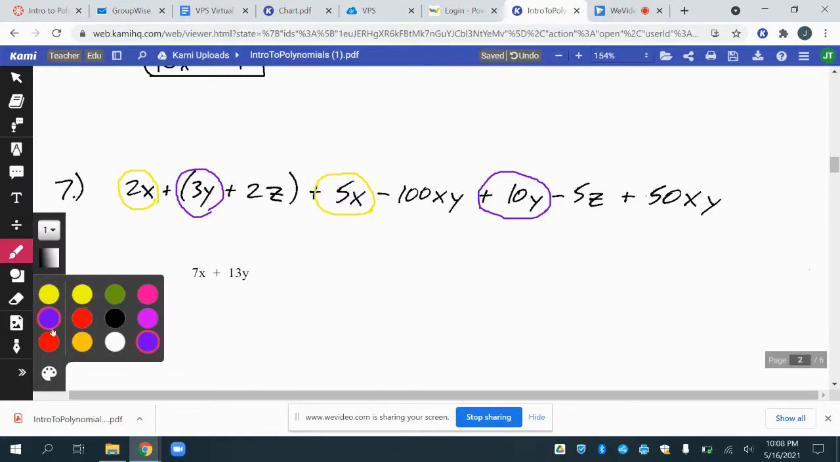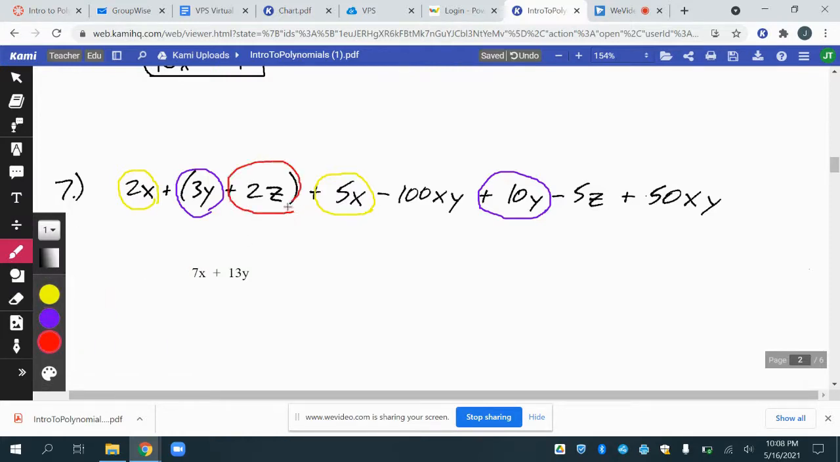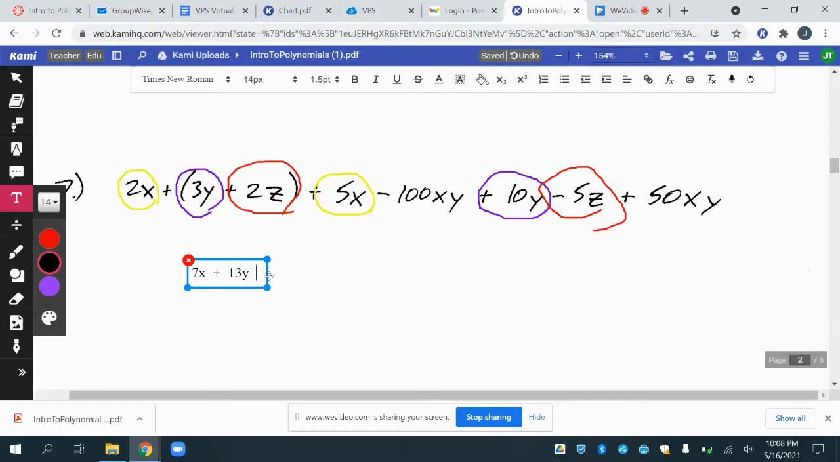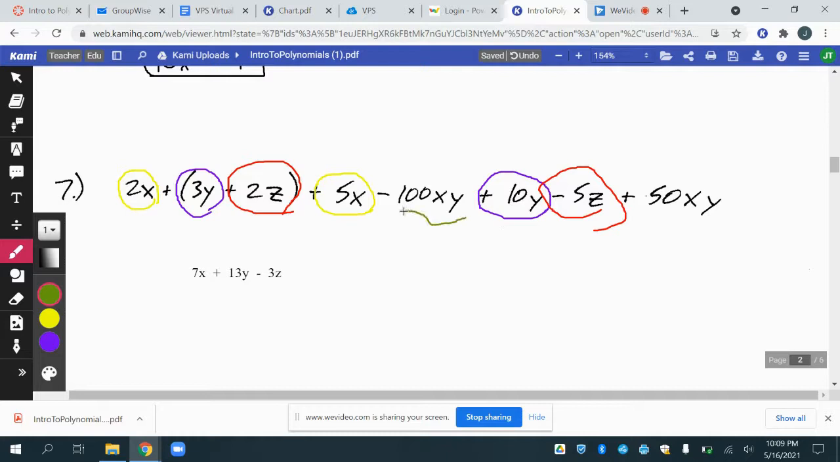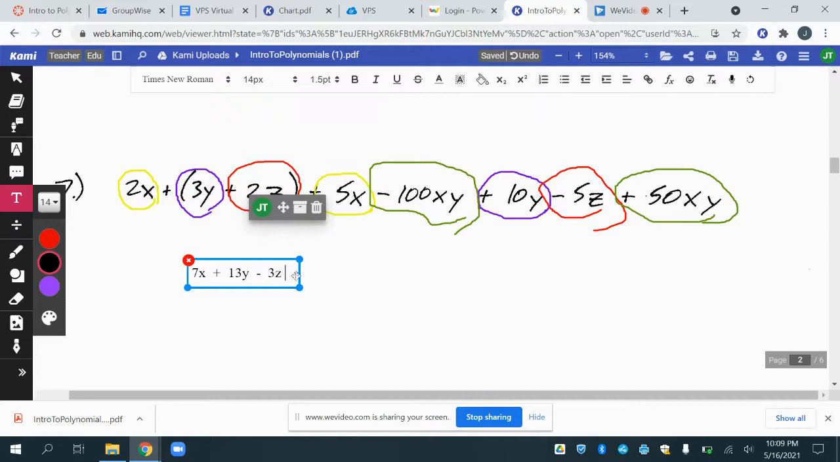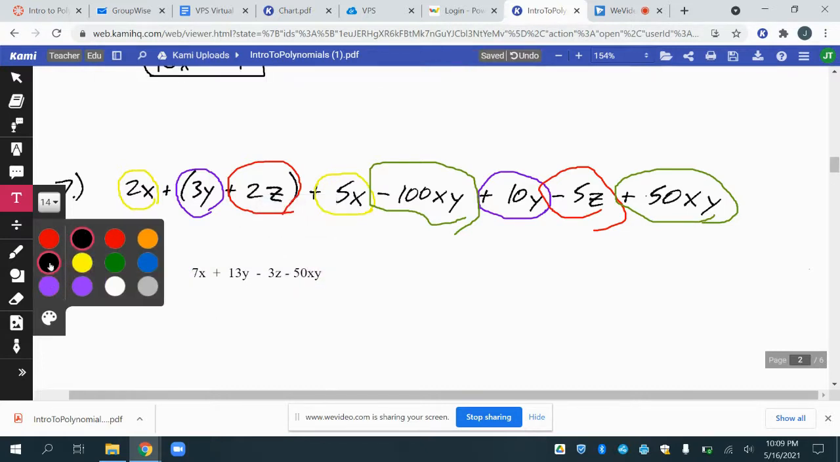Going back to this, let's go with red for the z's. 2 z's minus 5 z's. 2 minus 5 is negative 3 z. And finally, we have xy's. Let's make that one green. Negative 100 xy's and positive 50 xy's. Well, that's 50 minus 100, which makes negative 50. So I end up with negative 50 xy. And that right there is our answer.